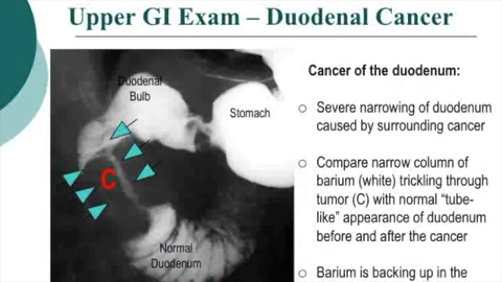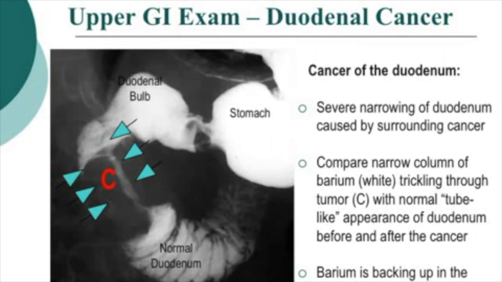This patient has developed a tight blockage in the duodenum. The duodenum normally looks like a tube and is the first part of the human small bowel. In this patient, the blockage causes barium to back up into the stomach.